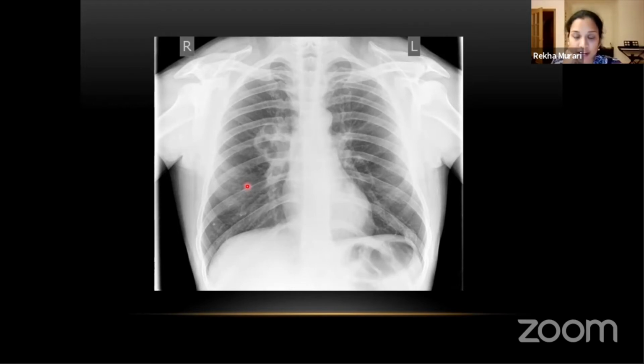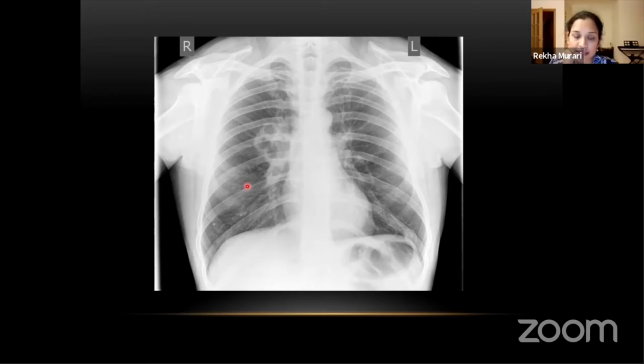Right, lymph node enlargement, yeah. But I'm expecting what kind of lymph node? Hamartoma? Yeah, if it was just lymph node, I would expect it to be homogeneous density, but this looks a bit heterogeneous, isn't it? Cavitating mass, yes, absolutely correct.